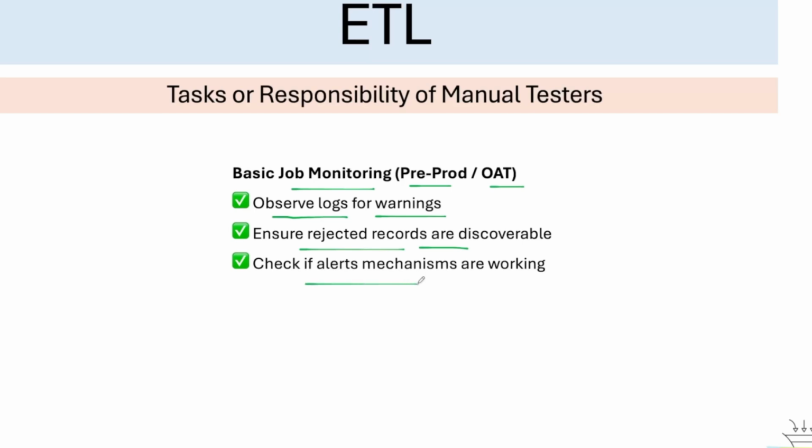And check if alert mechanisms are working. For example, if there were some severe alerts due to some reason, some kind of critical data or business data which ends up in alerts, there should be a mechanism to alert the support team or production team or business team. So as a tester, you have to make sure that the alert mechanism works. So that covers pretty much everything, the tasks and responsibilities of a manual tester.